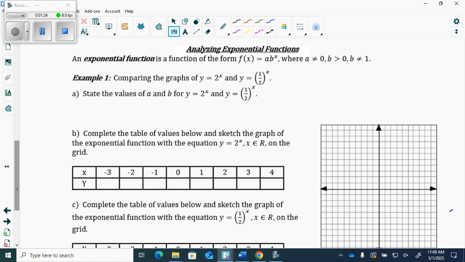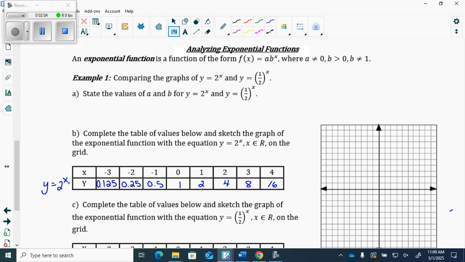This is going to be 2 to the negative 3. What is it? 0.125? Yeah, because it's 1/8. Okay, then what's at negative 2? 0.25. Then negative 1 is 0.5. Then 2 to the 0 is 1. Then 2 to the 1 is 2. Then 2 to the 2 is 4. Then 2 to the 3 is 8. Then 2 to the 4 is 16. Because this is our x, and then to get our y, we're just doing 2 to that x value. Correct?